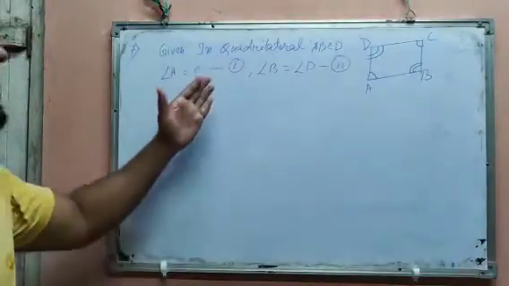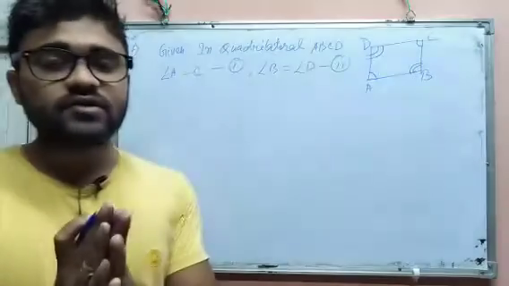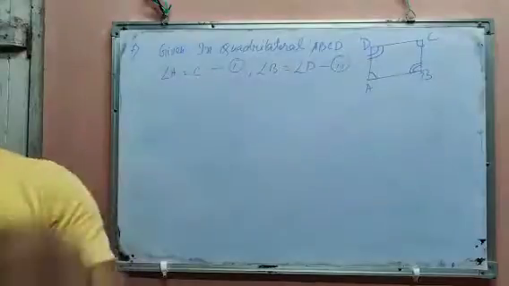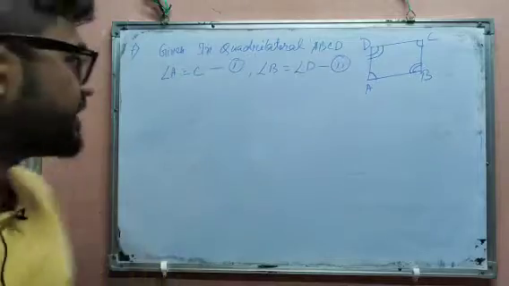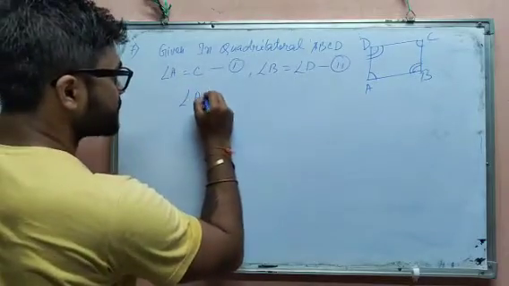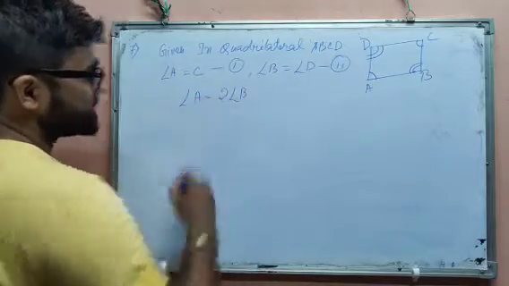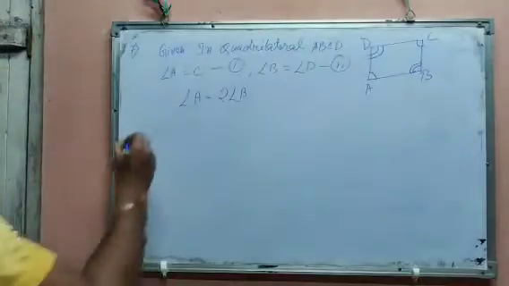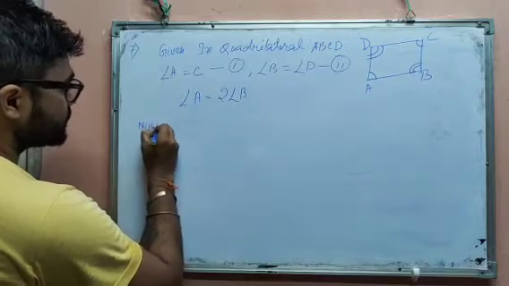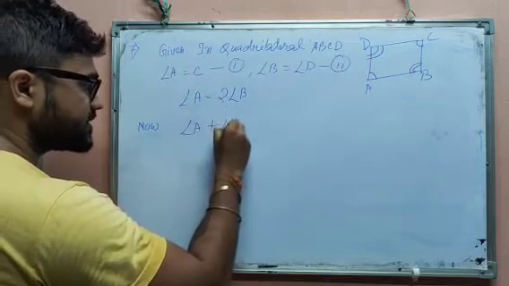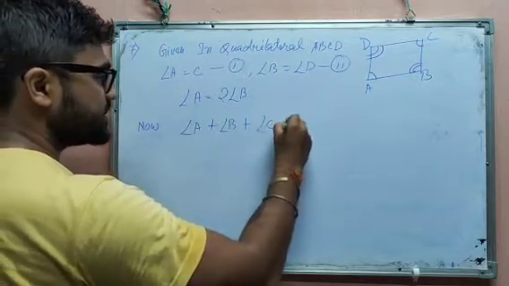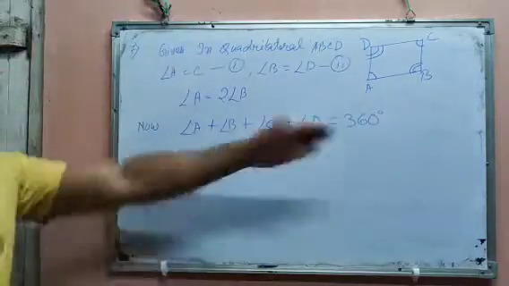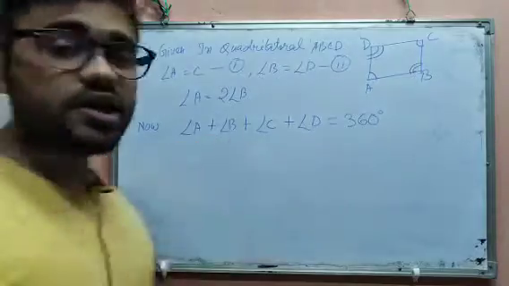That means if angle A value is 60 degree, then angle B value will be 30 degree, because A value is twice of B. Okay, and angle A equal to twice of angle B. This says. Now we are asked to find the measure of each angle. That means now angle A plus angle B plus angle C plus angle D equal to 360 degree. We know about this. This is the interior angle sum of quadrilateral.